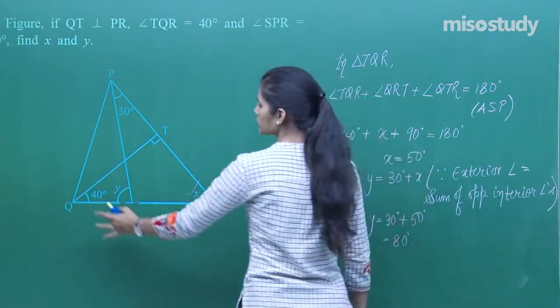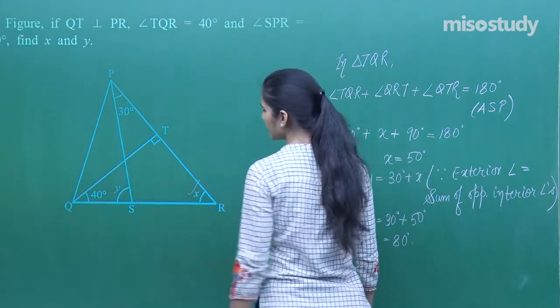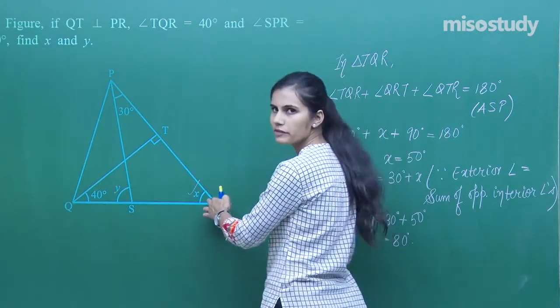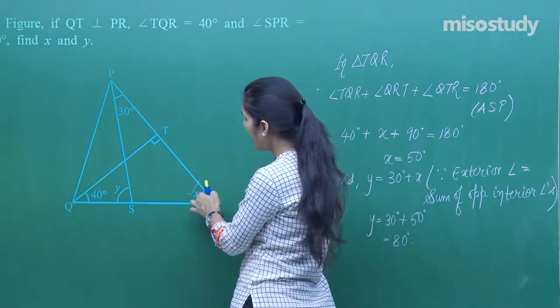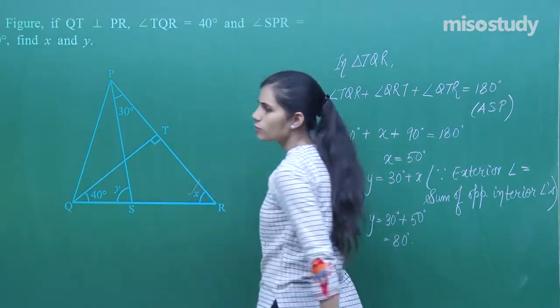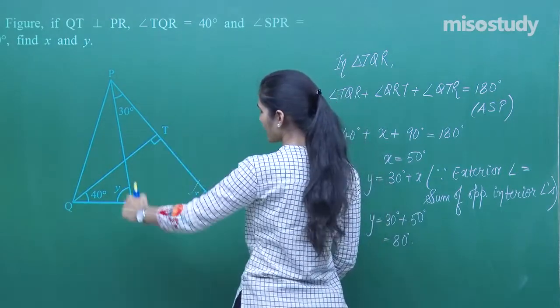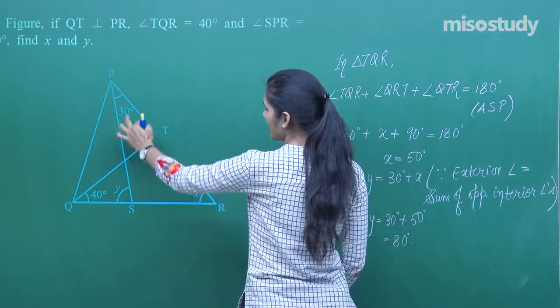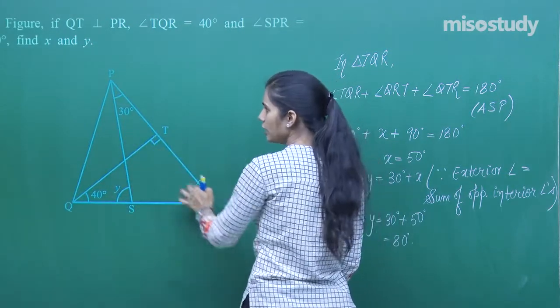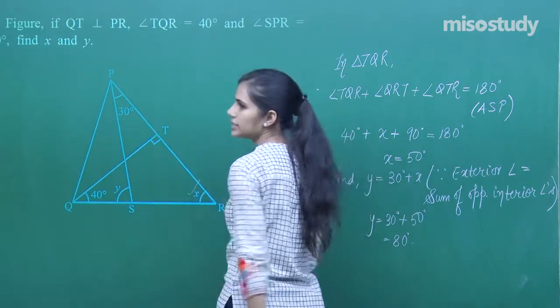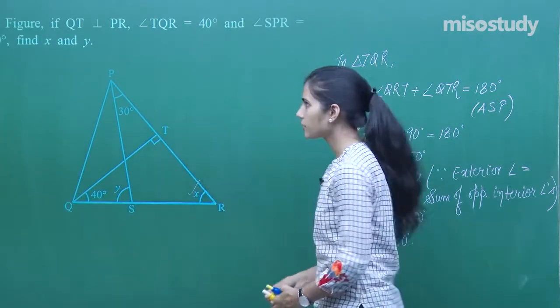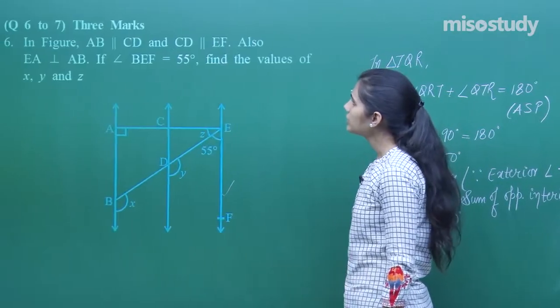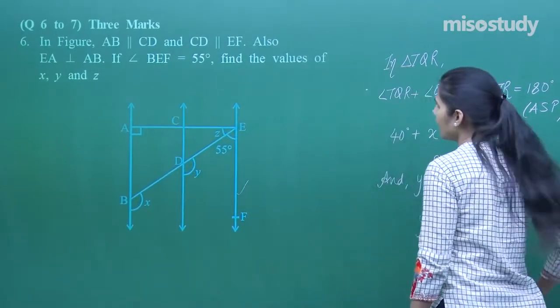So what did we do? First of all, we were aware of two angles of the triangle QTR, and then by angle sum property we found the third angle, which is x. I knew x plus 30 degrees is y because y is an exterior angle at point S of the triangle PRS. So by using the exterior angle axiom, I computed y as 30 plus x, x is 50. So 50 plus 30 is 80, 80 is the value of angle y. Next question says what? This is what we have here.